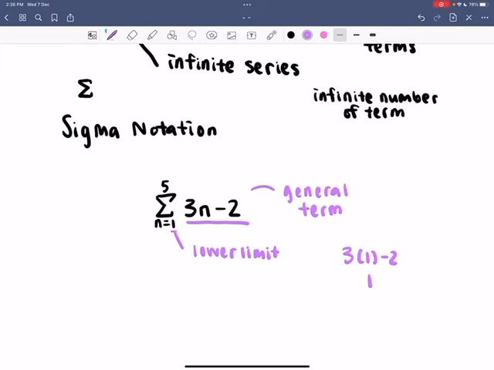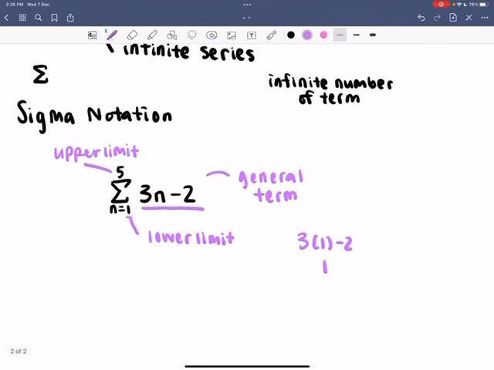And so at the top of this sigma is the upper limit. And basically what that means is we will be going up to n equals 5. So we'll be doing n equals 1, n equals 2, n equals 3, n equals 4, and n equals 5. And then we stop there and we just add those results together. So we found the n equals 1 answer. And the n equals 2 would be 3 times 2 minus 2, which is 4.